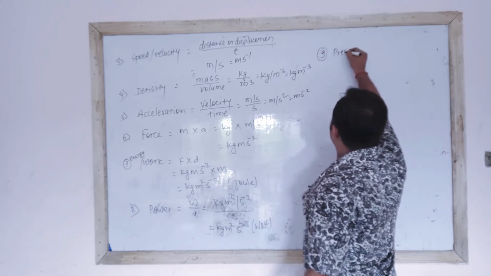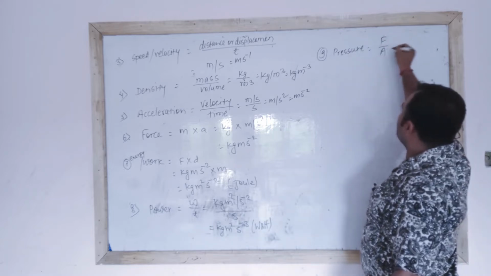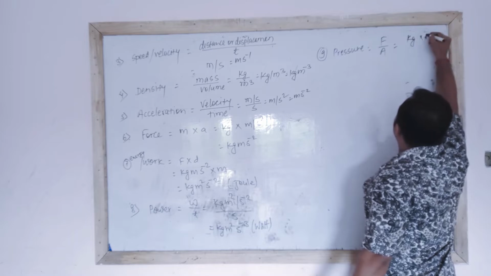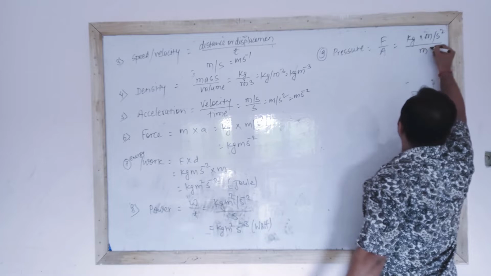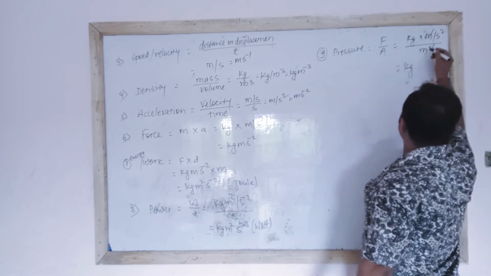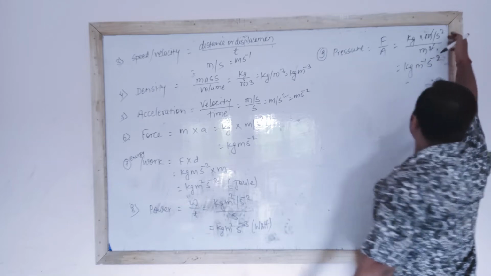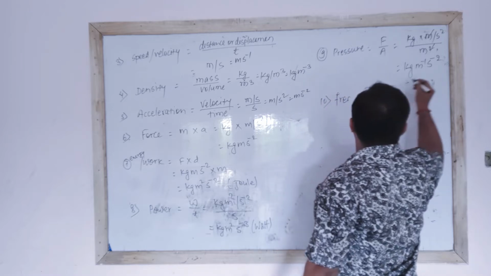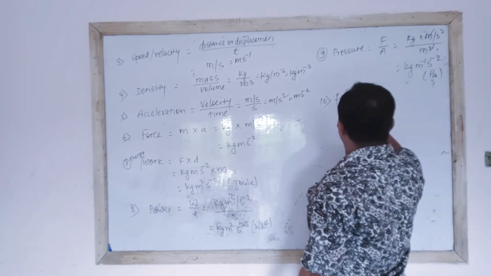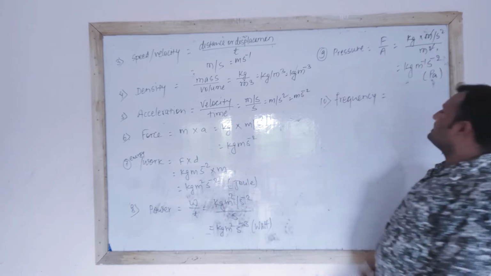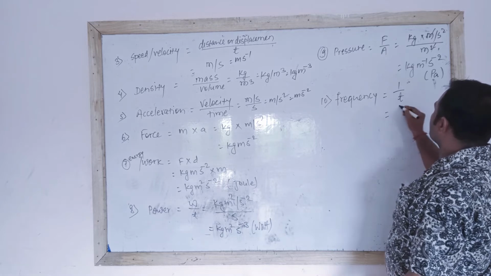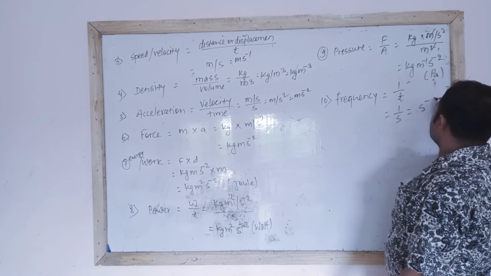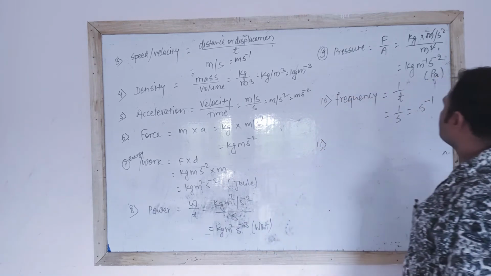Nine number, pressure. Pressure is force by area. That force we found is kilogram meter per second square divided by meter square. Meter is cancelled and we get kilogram meter inverse s inverse 2. It is also called Pascal. Now 10 number, frequency. Frequency is calculated by 1 by time, that is equal to 1 by s, or the number of waves produced in 1 second. And here we write s inverse.